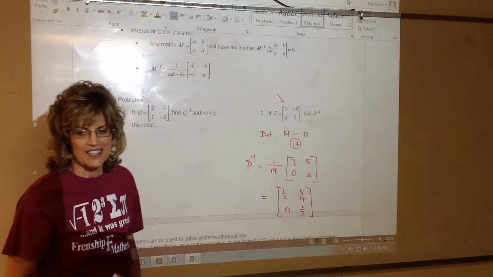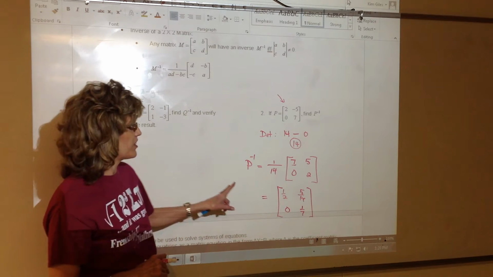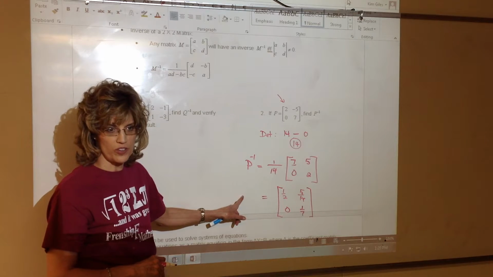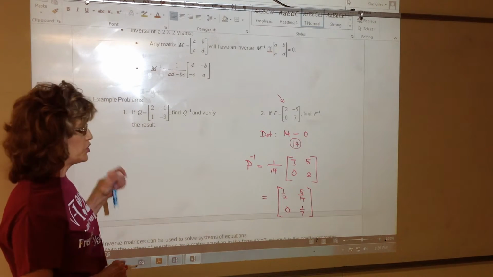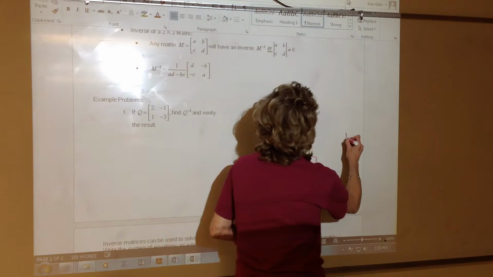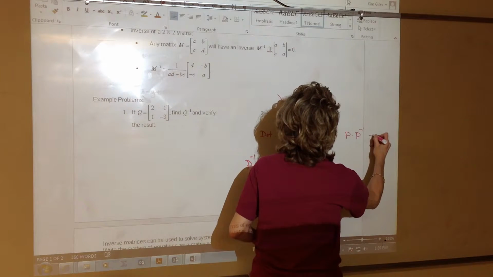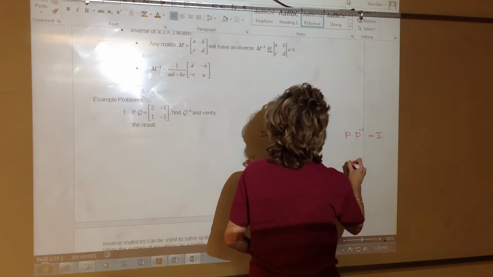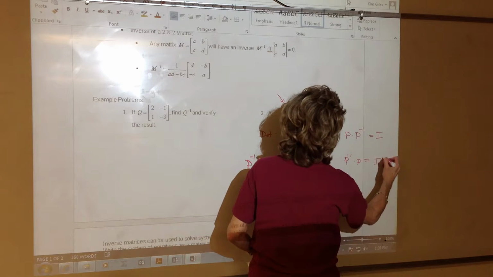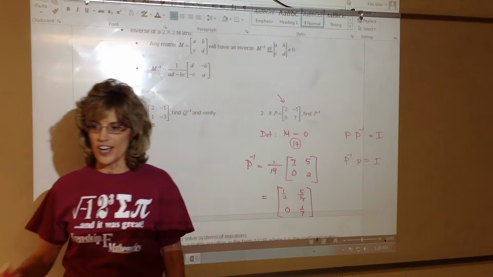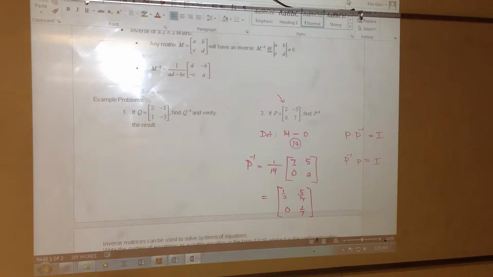Now, for the sake of time, I'm not going to verify this, but I might ask you to on your homework or on your quiz. Do you know how to verify it, just like we did this other one over here? You would have to multiply P times P inverse and show that you get the identity. And in the other direction, P inverse times P and show that you get the identity. If you're asked to verify, that's what you need to do.